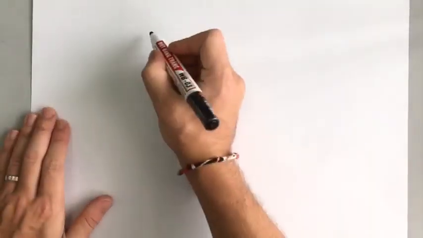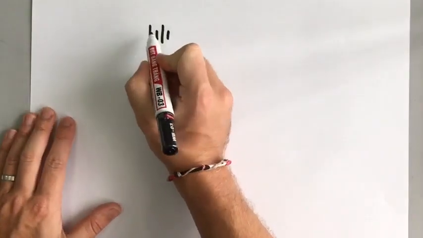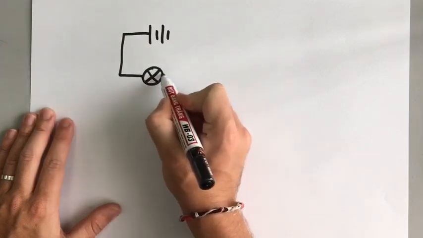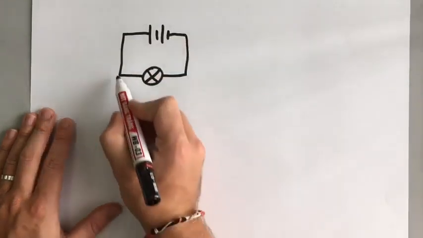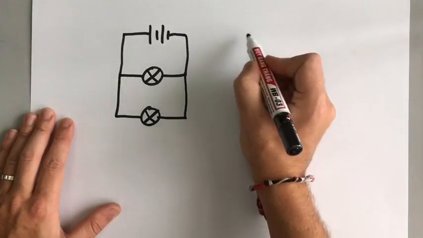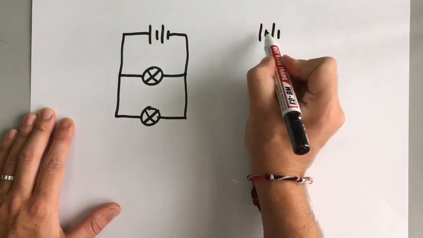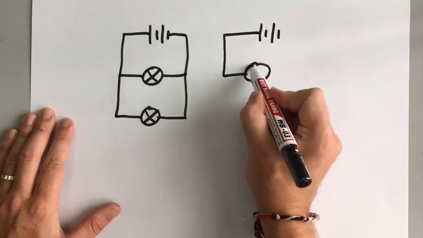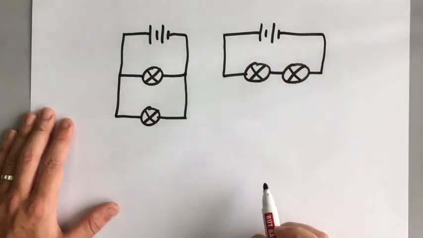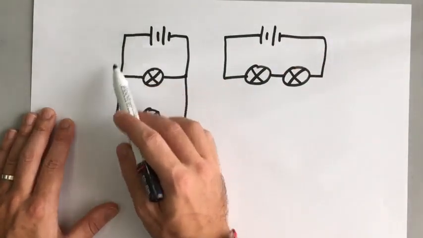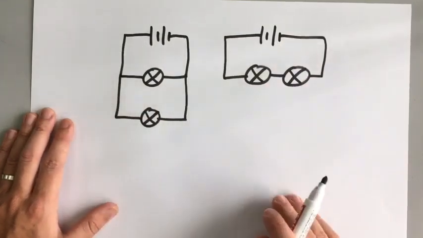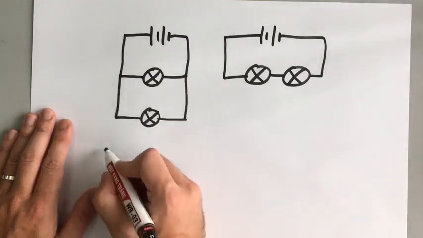Now, there are two ways that we can arrange our circuit. If we have two bulbs, we can either connect them like this, or we can connect them like this. Both of them are making full circuits with the battery for both bulbs, but they're connected in different ways. Now, we call this one parallel.